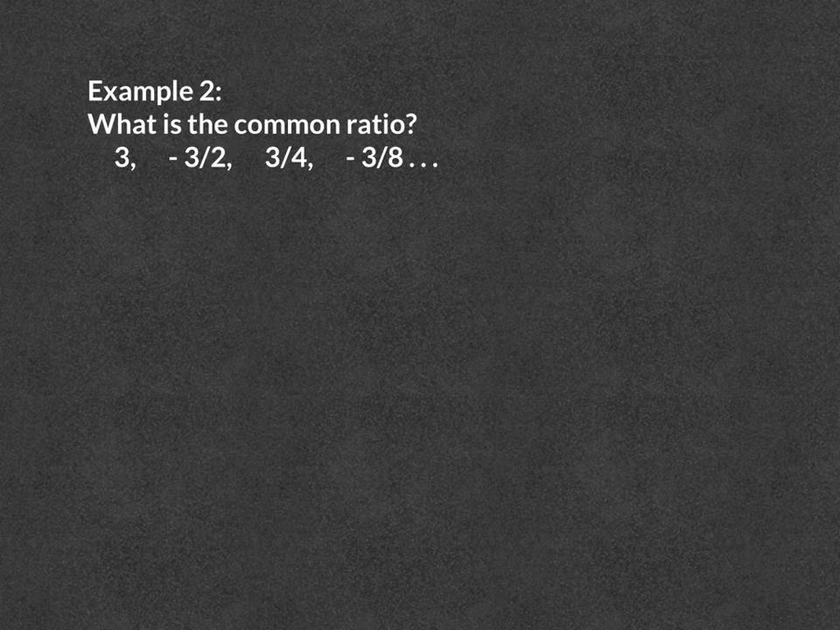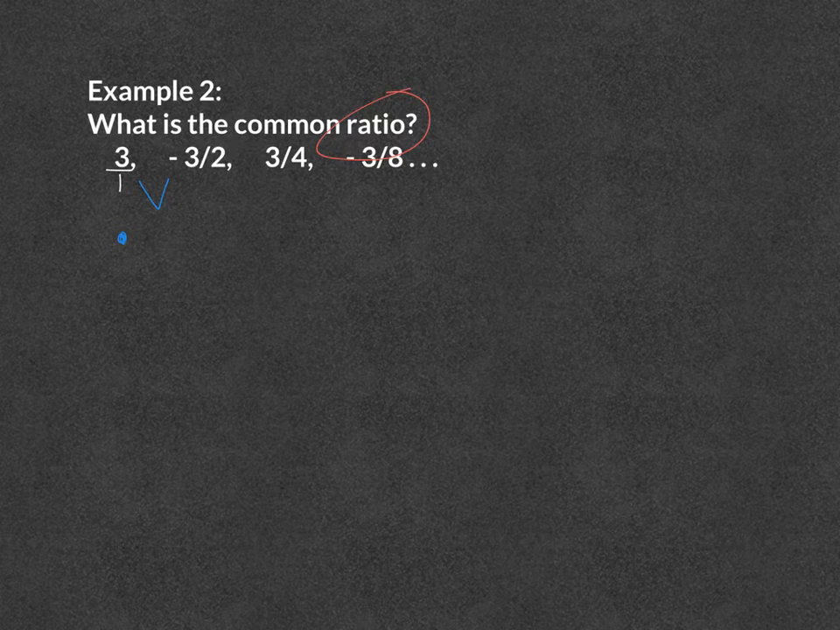Example number 2. What is the common ratio? I have 3, negative 3 over 2, 3 over 4, negative 3 over 8. So I know that I'm looking for the common ratio. So I'm going to start by making my whole number 3 into a fraction by writing it over 1. So in a geometric sequence, we are multiplying. So I need to find out what did I do to the 3 over 1 to get a negative 3 over 2. So I know I'm multiplying, so I'm going to place my dot for multiplication.